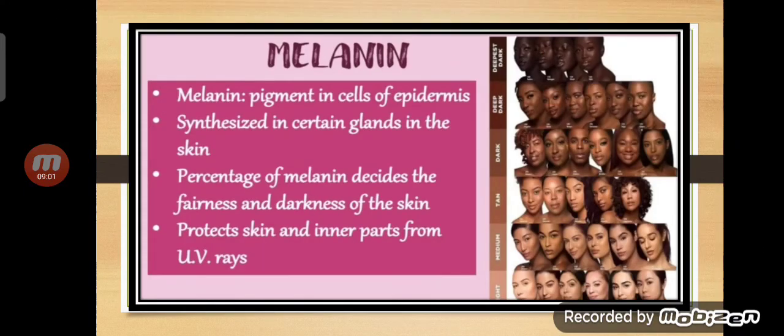let's see what is melanin. Melanin is a pigment which is present in the cells of the epidermis. What does this melanin do? Yeah, this melanin is synthesized in certain glands in the skin. So, whoever is fair or dark is decided by whom? Yeah, the percentage of melanin present in them. Okay, children? Melanin protects our skin and the inner parts from the harmful UV rays, that is ultraviolet rays, which come from the sun.